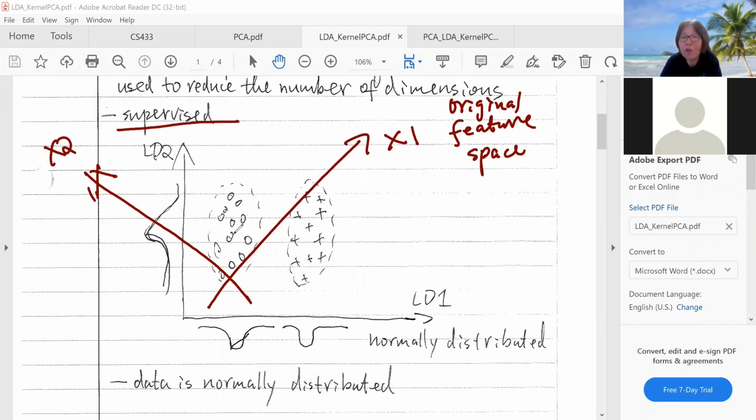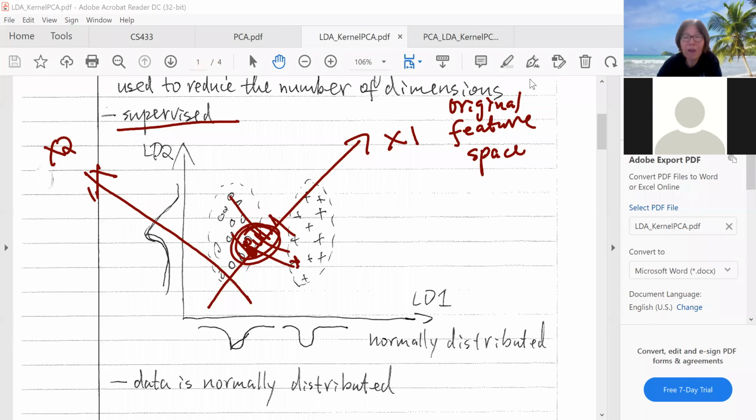Then for the original feature space, we can clearly say it's not that separable, is it? Because a lot of data from the cross class is also projected to, what? To interleave with the circle ones, is it? It's not easily separable, is it?